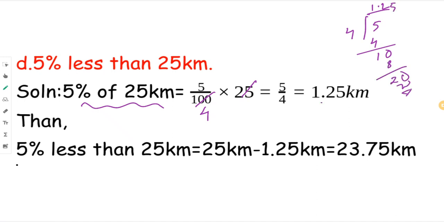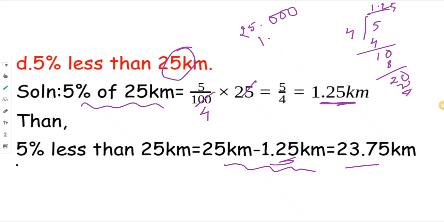So 5% of 25 kilometers, how much? 1.25. Now like I said, because this is less than, we just have to subtract from 25 kilometers. So you can see here, 25 kilometers minus 1.25. When you subtract, 25 is here, right? Remember, the point is here, then there are infinite number of zeros, right? Next is 1.25.